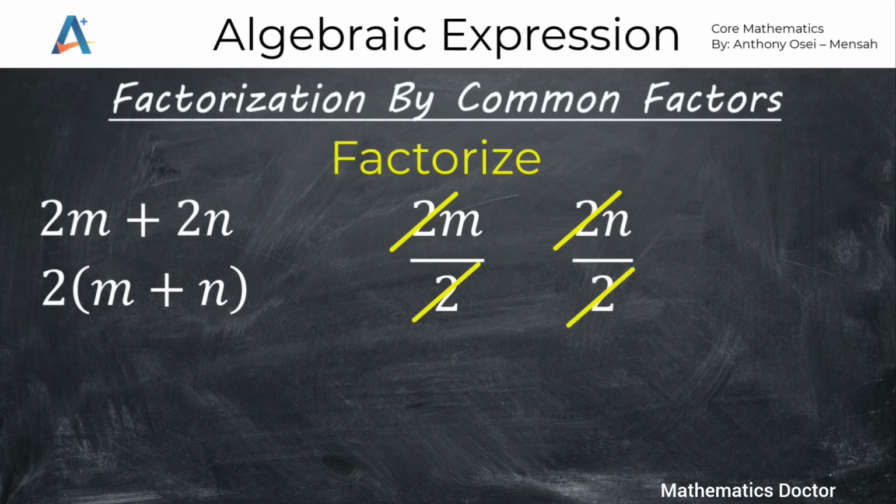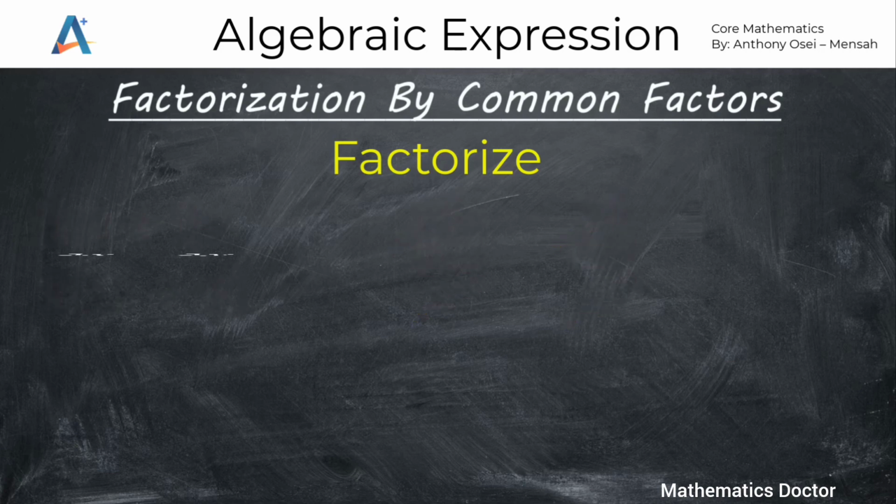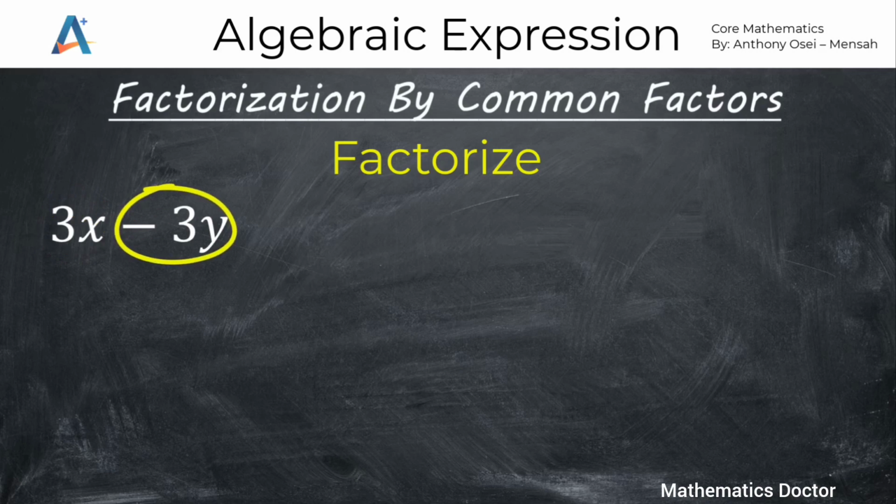Let's take a look at the second question under factorization by common factors. The question says factorize 3x minus 3y. If you take a look at this question, you realize that 3x is our first term and minus 3y becomes the second term. They both have a common factor, which is 3. So 3 becomes our highest common factor. To factorize, we'll have to bring 3 out, with the bracket open and closed.